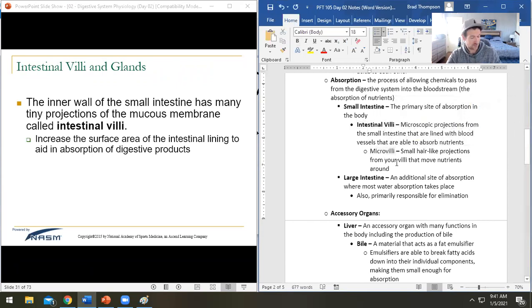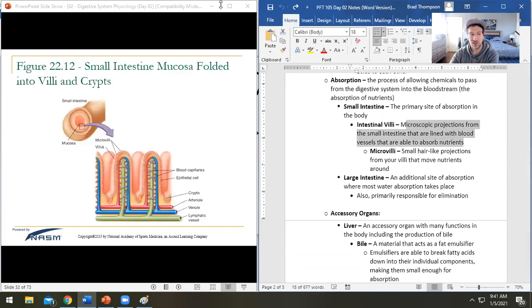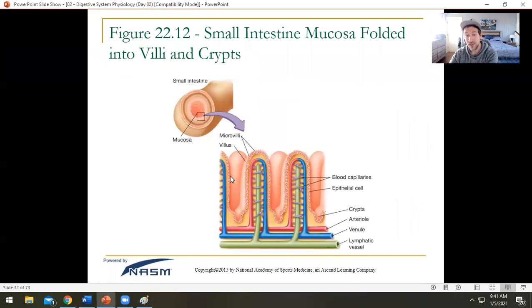So your villi are these microscopic projections from the small intestine, and they are lined with blood vessels. They actually look like this. This is what the inside of your small intestine actually looks like. It's all of these little microscopic hairs like this. And then see these different colored tubes here? These are blood vessels.